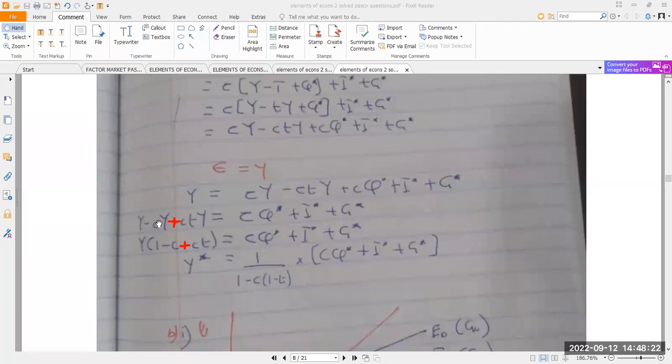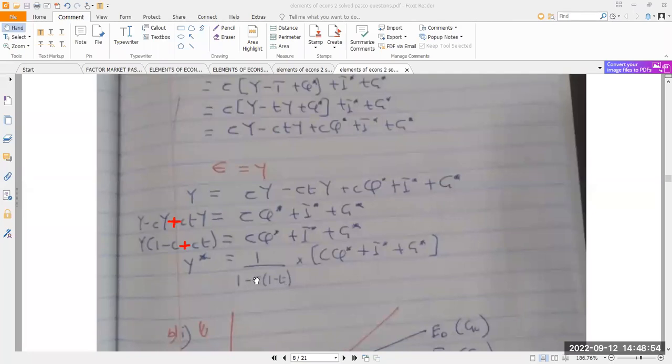So bring CY here. We'll have Y minus CY. Then this is minus, so it becomes positive here: CTY equals the autonomous components, C0 plus I star plus G star. So we factor Y out. When we take Y out, we have 1 minus C plus CT equals the autonomous. So we divide through by 1 minus C plus CT. Now, if you simplify or factorize, you get 1 minus C(1 minus T).